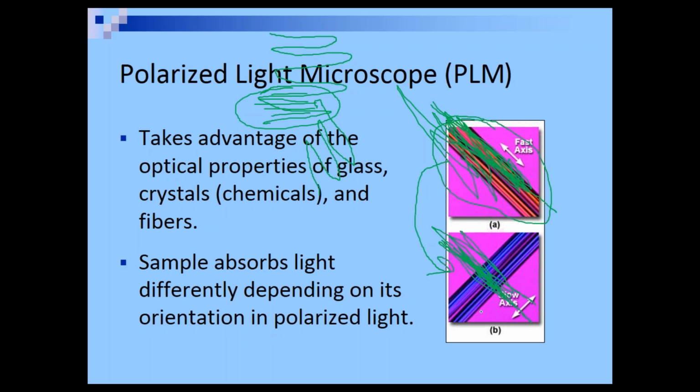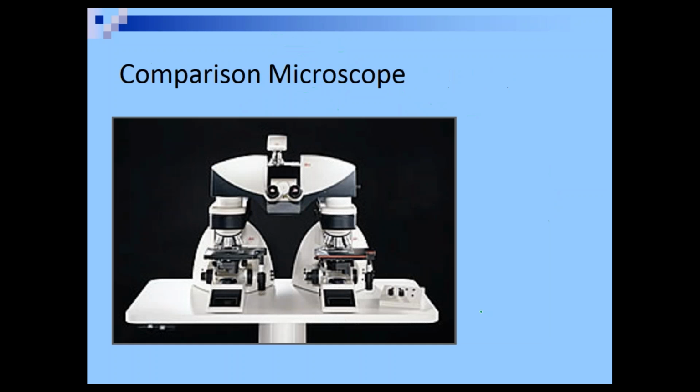So in other words, if you just look at two different fibers under white light, they both look green, right? But if you look at them under polarized light and rotate them, then all of a sudden they both look green on the fast axis, but one of them changes colors as you rotate it perpendicular. So again, it just gives you more optical properties for fibers or glass.